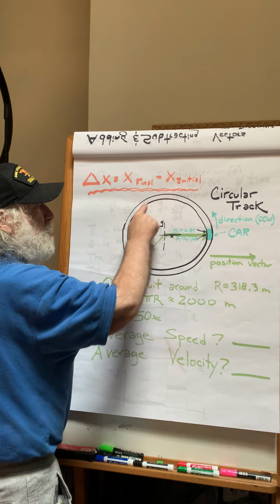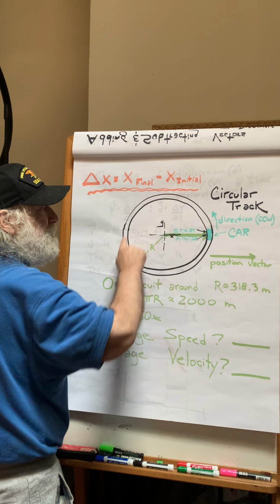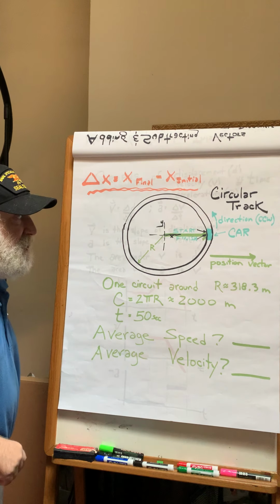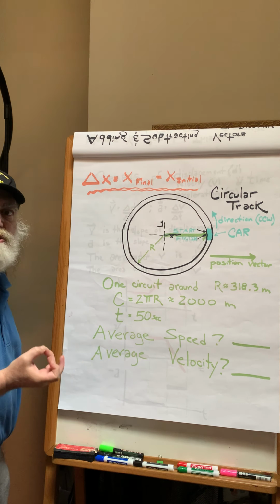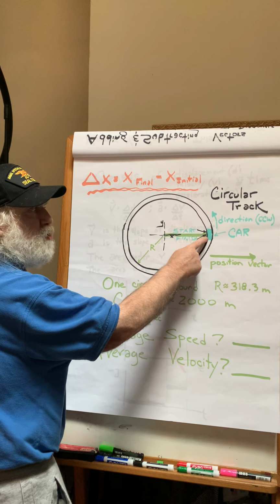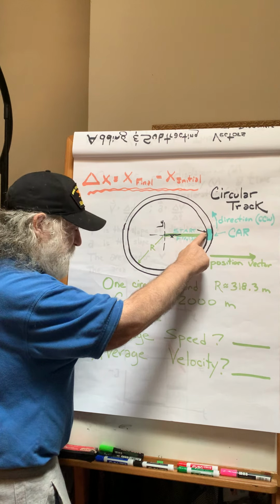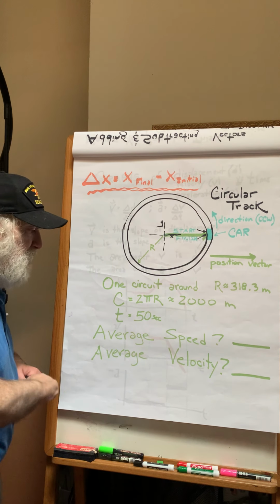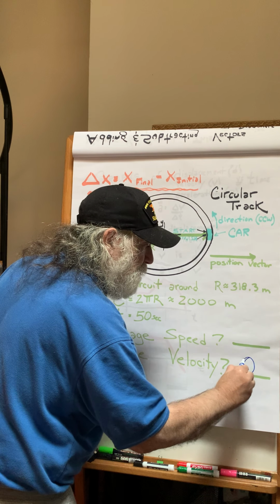Remember, here's a circular track I drew with a little light blue car on it, and the direction that the car travels is counterclockwise. Suppose it starts here and finishes here. What was its average velocity? Well, remember, velocity is related to the displacement. If the car started here and finished in the same place, its displacement was zero. So the average velocity is zero.